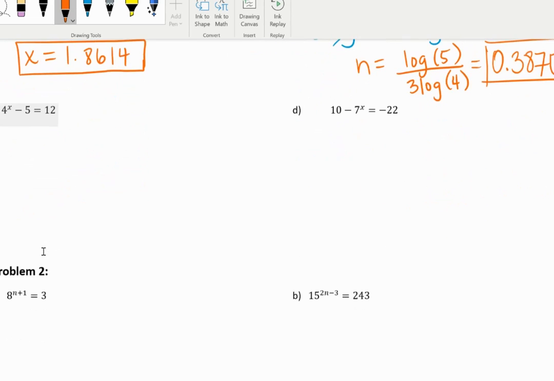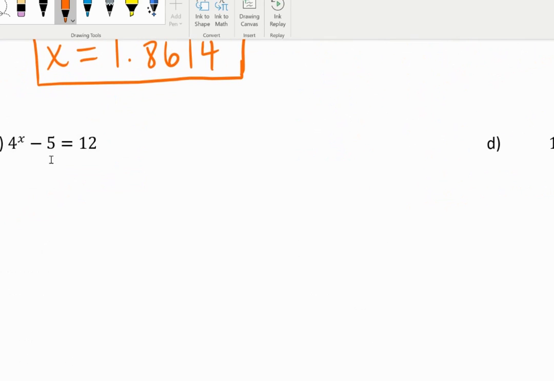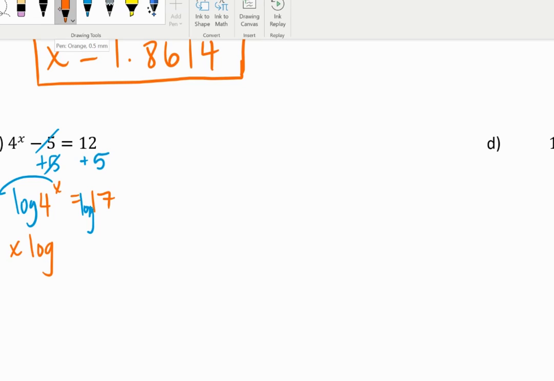For the next one, for this question, we want to get the x by itself, so we add 5 to both sides. I'll go with blue on this one. And then we want to take the log of both sides. So here we're going to take the log of both sides, and what we do is bring that x to the front. So now whatever that exponent is, it moves to the front of your log. x log 4 is equal to log 17.